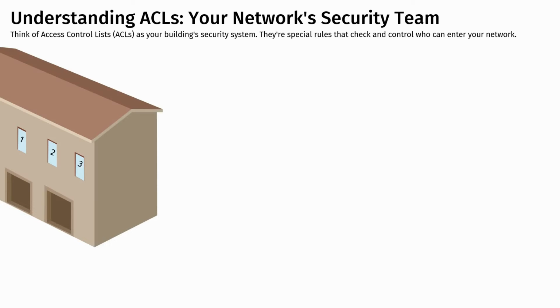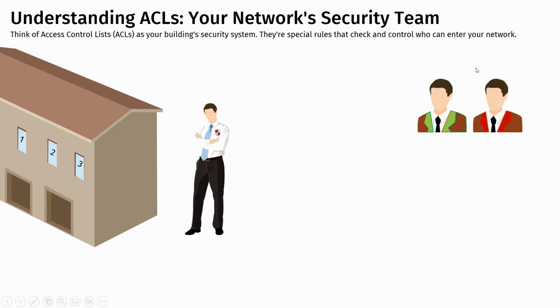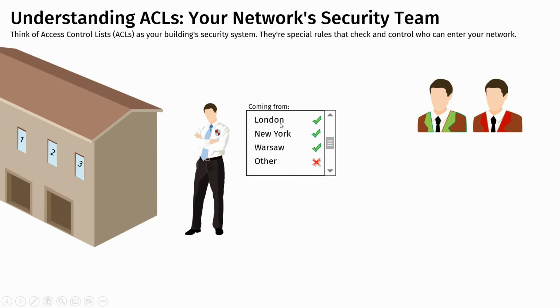Imagine we have a building. There is a security guard. We have two guys who want to get into that building. We have 3 offices over there, 1, 2, and 3. Our security guard has 2 lists. The first one says, coming from. I will allow people who say they've come from London, New York, Warsaw. If they say, you know what, I have just arrived from Oxford or Washington, no, you are not allowed.